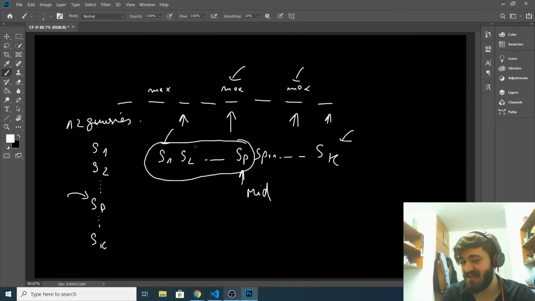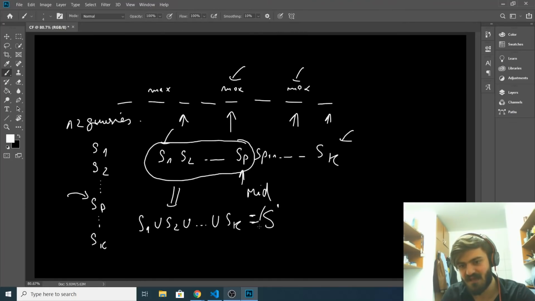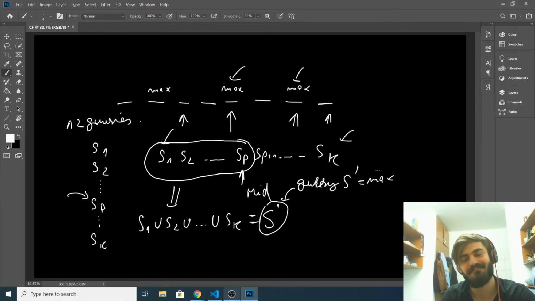If there is one subset here which contains a maximum value, this means that if I take these subsets and unite them and create a new bigger subset, and I query on this greater subset, this query has to give me maximum. And that's how you do it.